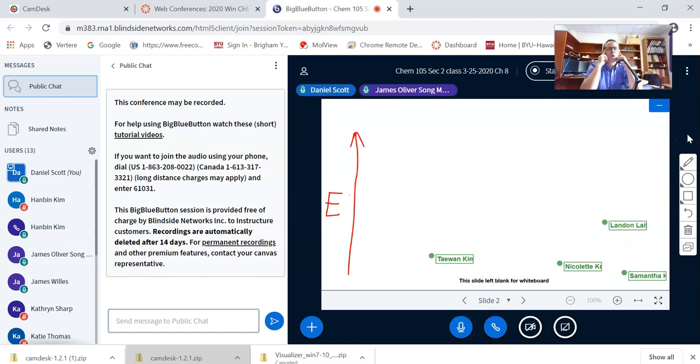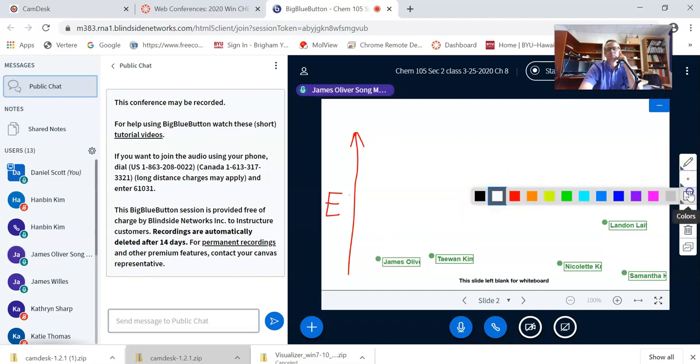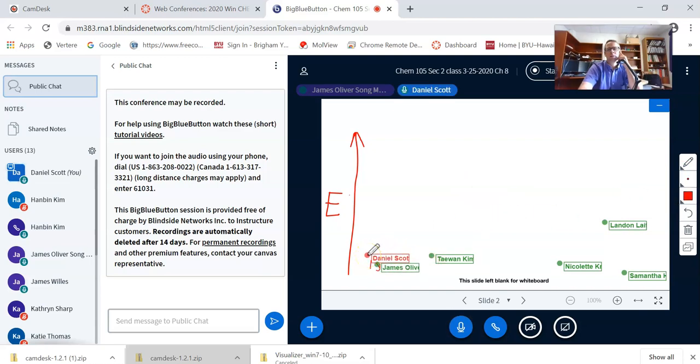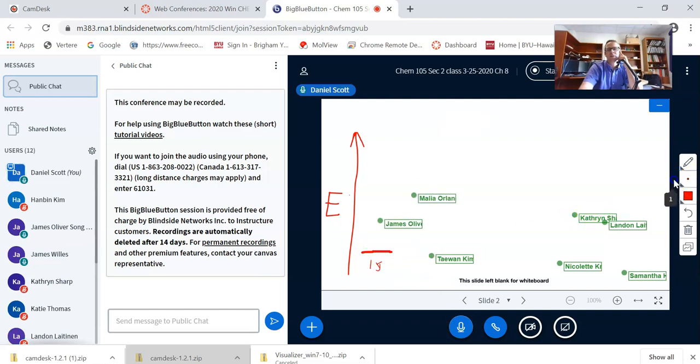Okay, so our orbital diagram, what's the lowest orbital down here? 1s. Very good. And then we draw a little line like this. There we go. 1s. All right. What's after 1s? 2s. Very good. And a little line.